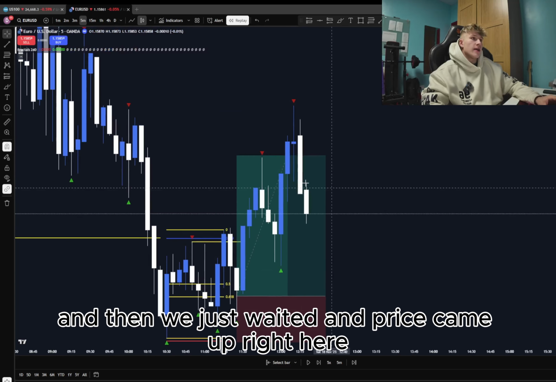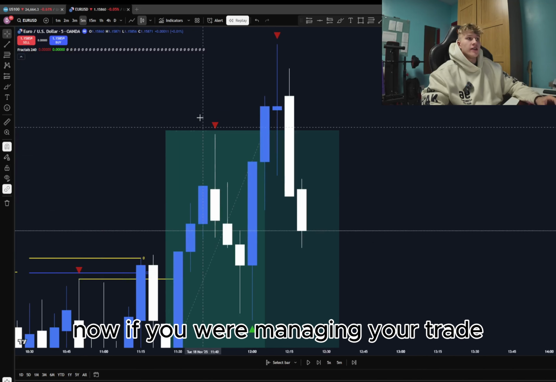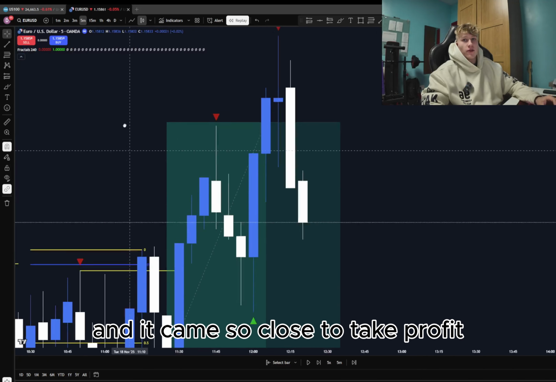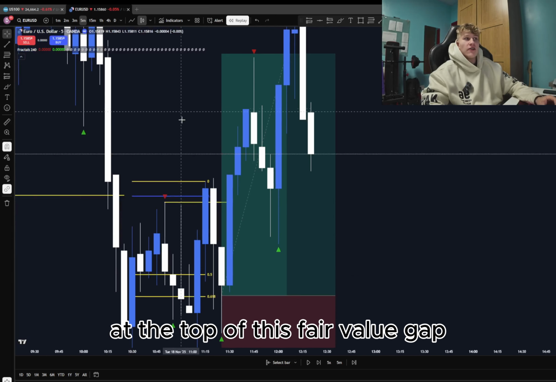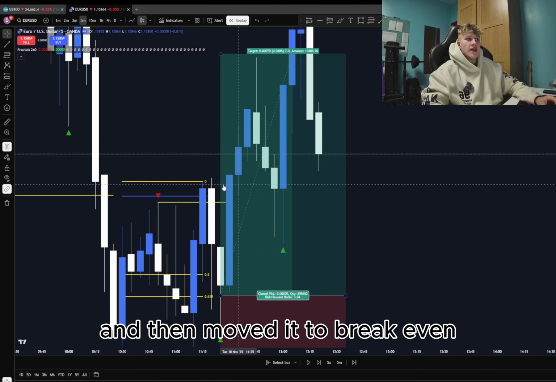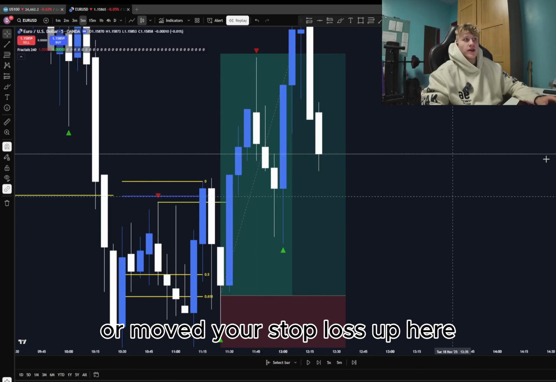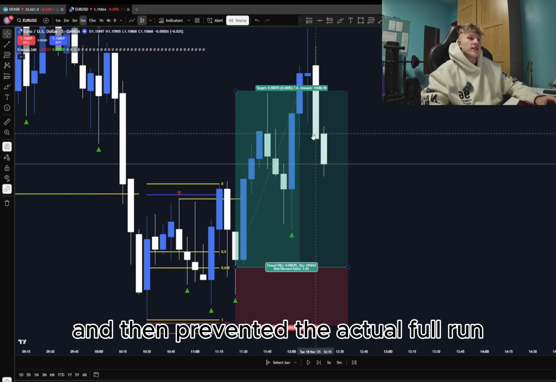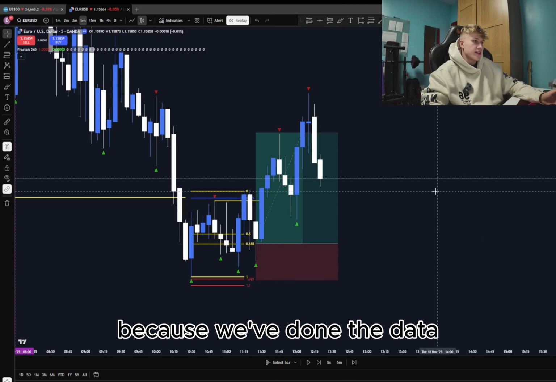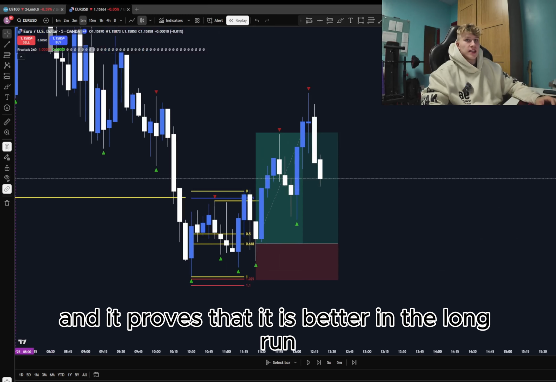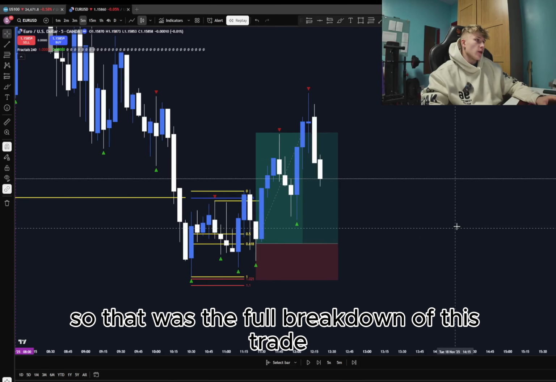And price came up right here. Now, if you were managing your trade and it came so close to take profit and you, I don't know, maybe you took profit here at the top of this fair value gap or some discretionary stuff and then moved it to break even or moved your stop loss up here, you could have been stopped out and then prevented the actual full run. So this is why we like to set and forget, because we've done the data, we've done the back testing, and it proves that it is better in the long run. So that was the full breakdown of this trade.